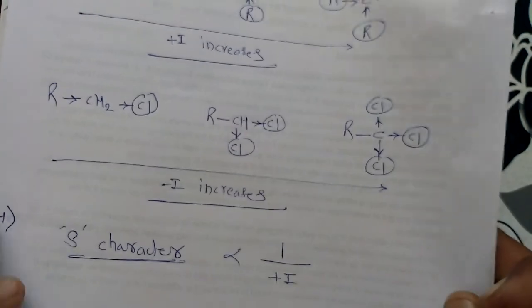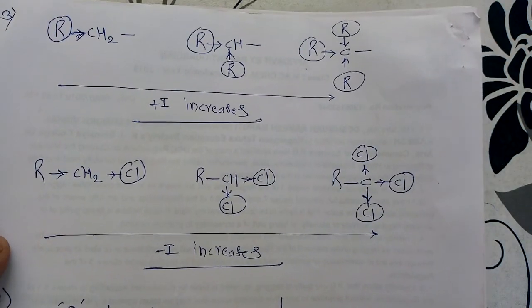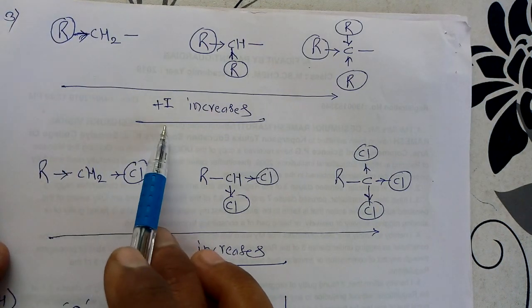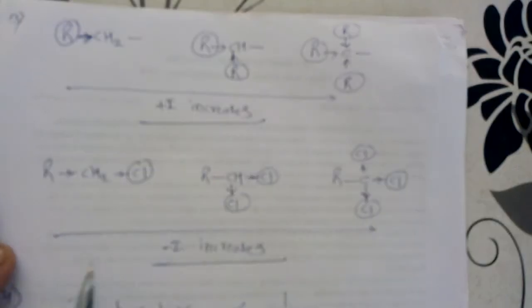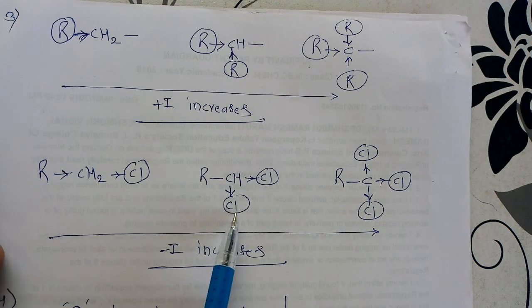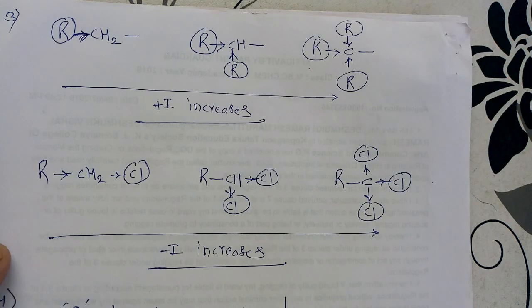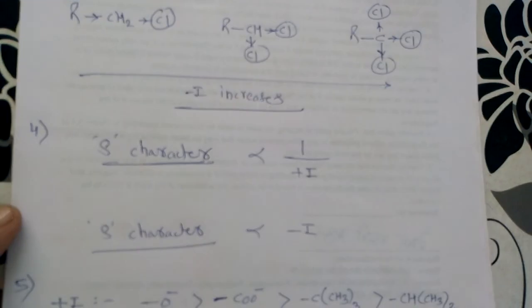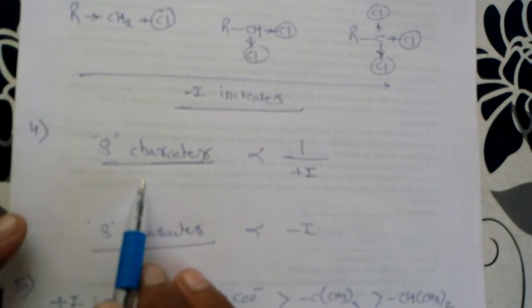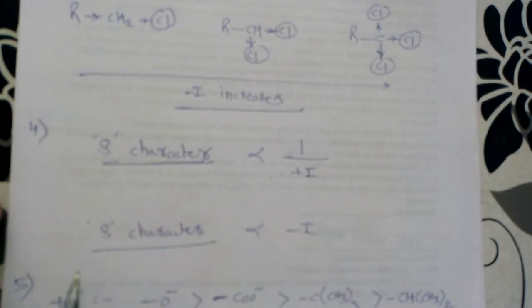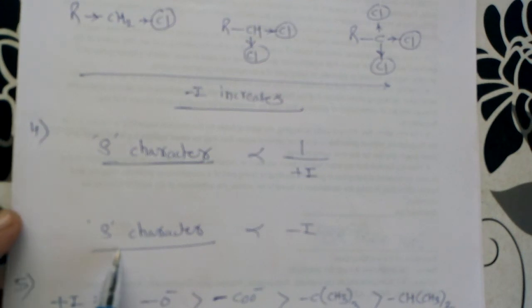The third important factor which we considered is that if more and more alkyl groups are added, it shows more plus I inductive effect, while if more and more negative atoms are added, it shows more minus I inductive effect. And the fourth important factor is that if the S character is more, it shows a lower magnitude of plus I inductive effect, while if the S character is more, it shows a higher magnitude of minus I inductive effect.